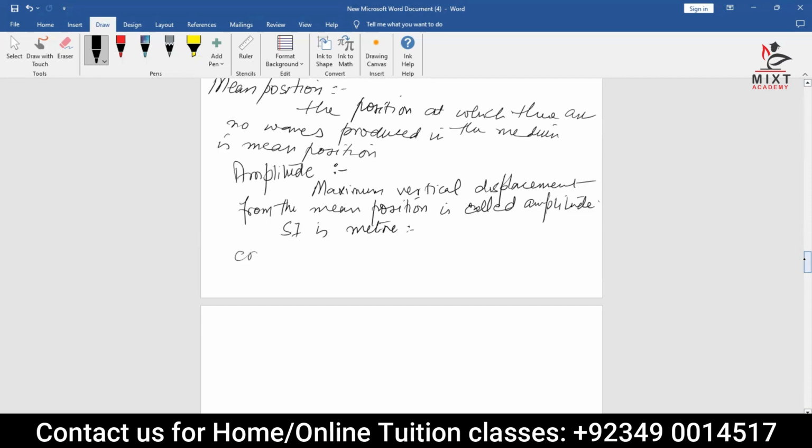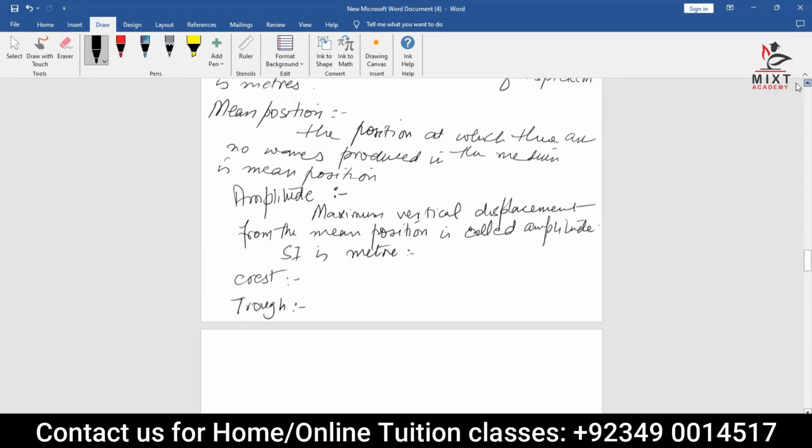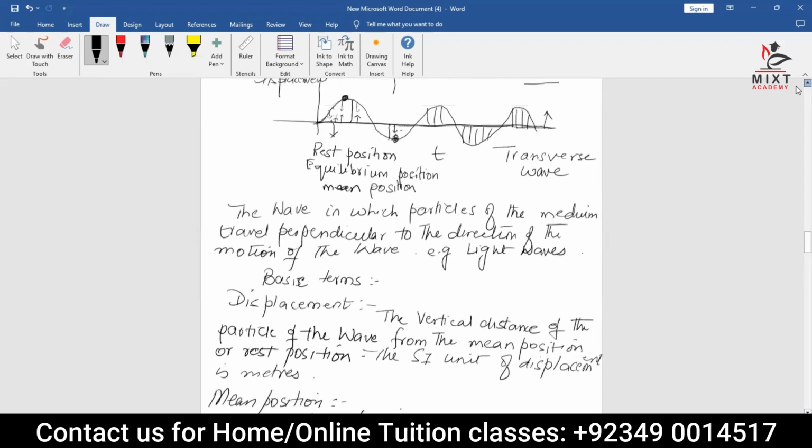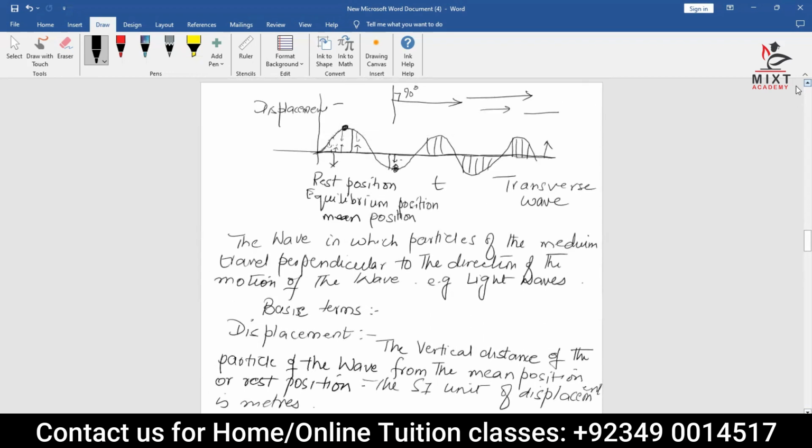Now another thing, crest and trough. Who will tell me what is crest and what is trough? Yes, what is crest and what is trough? So crest is the highest point of a wave. Crest is not the highest point. Crest is the upper part of the wave, while trough is the lower part of the wave. This is your trough. This is your crest.